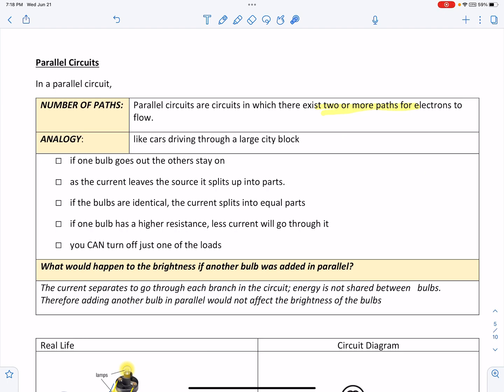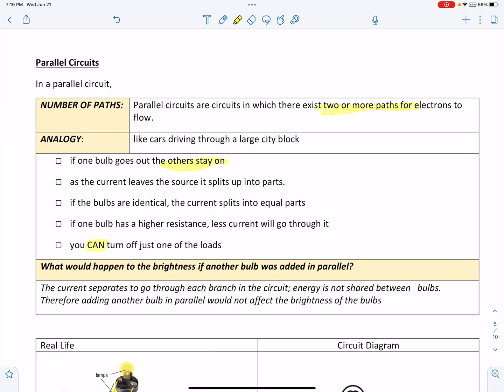The good thing about parallel circuits is that if one bulb goes out, the others stay on. As current leaves, it splits into different parts. If the bulbs are identical, the current will split into equal parts. If one bulb has a higher resistance, then less current will go through it. And you can turn off just one light bulb.